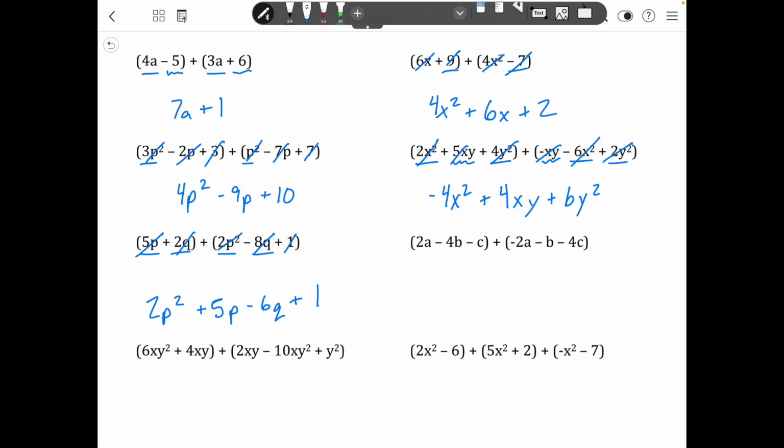So then on the next one, we're going to do the same thing. We have a, b's, and c's. So we have 2a minus 2a, which is 0a, so I'm not going to write anything. -4b minus 1b is -5b. And -c minus 4c is minus 5c.